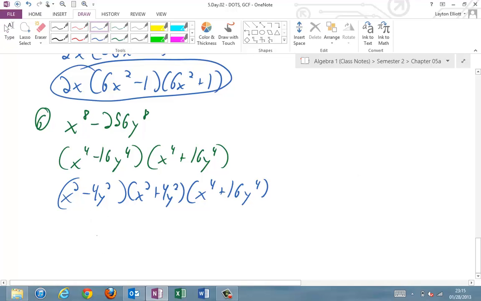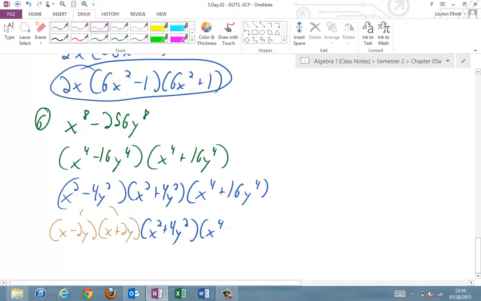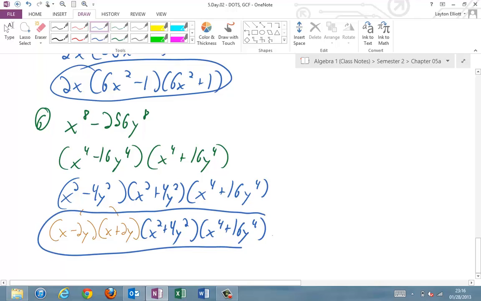Are we done? Well, nope. That first one can go down even further. This can come down into x minus 2y and x plus 2y. And then I'm going to bring down all the stuff from before. We have the x squared plus 4y squared that couldn't go any further. And we have the x to the fourth plus 16y to the fourth. So that's difference of two squares, then difference of two squares, and then one more time until we get down to where we can't take anything out anymore.